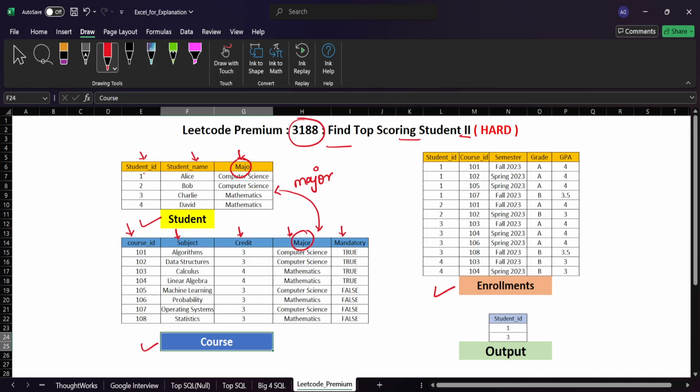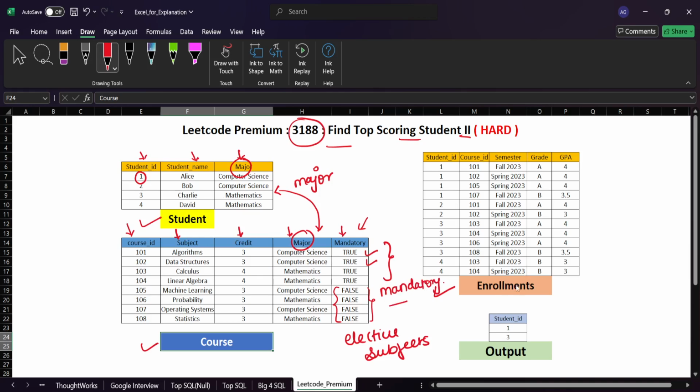So let's say if I join this major, computer science, with this, then for each and every student, I will get which courses are mandatory. True means it is mandatory and false means it is not mandatory. In each and every major, we have a few elective subjects, right? So these false ones are nothing but the elective subjects, and true means mandatory subjects. I think we understood these two tables.